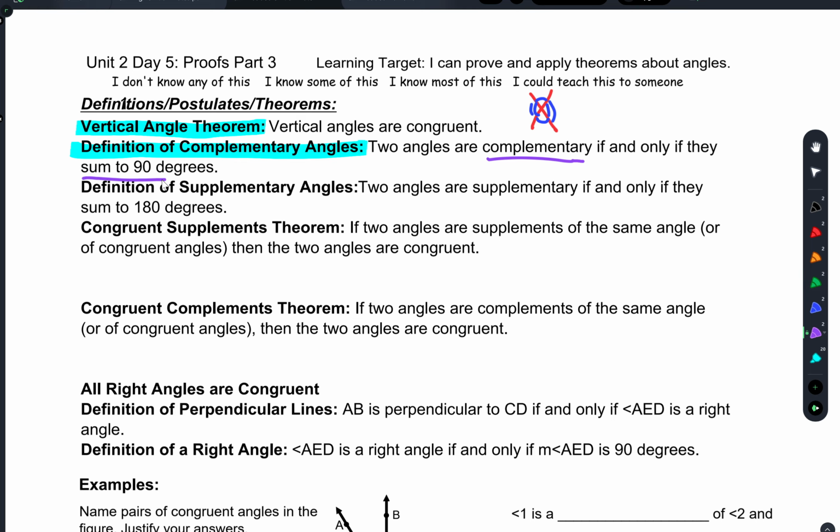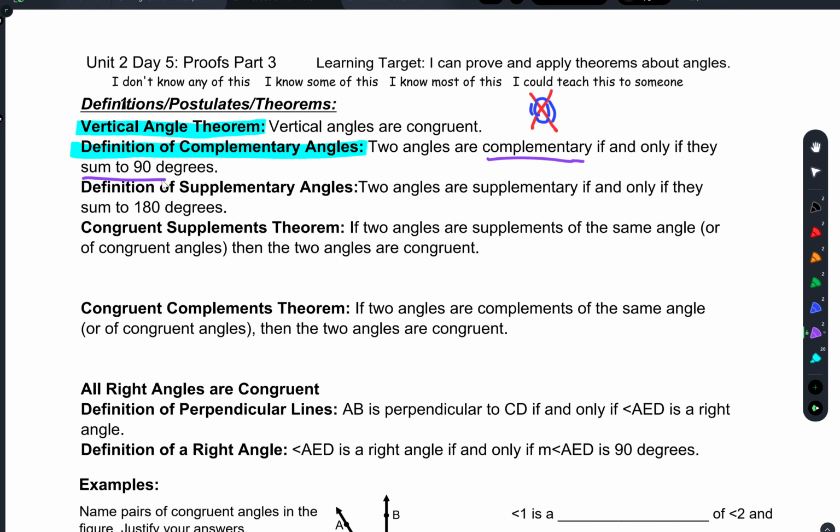Sometimes we might see the word complementary, and we use the definition of complementary angles to then say angle 1 plus angle 2 equals 90 degrees. Or I might see it the other way around. I might have a statement that looks like angle 1 plus angle 2 equals 90, and then the next statement says those two angles are complementary by the definition of complementary angles. So it works both ways because of that biconditional.